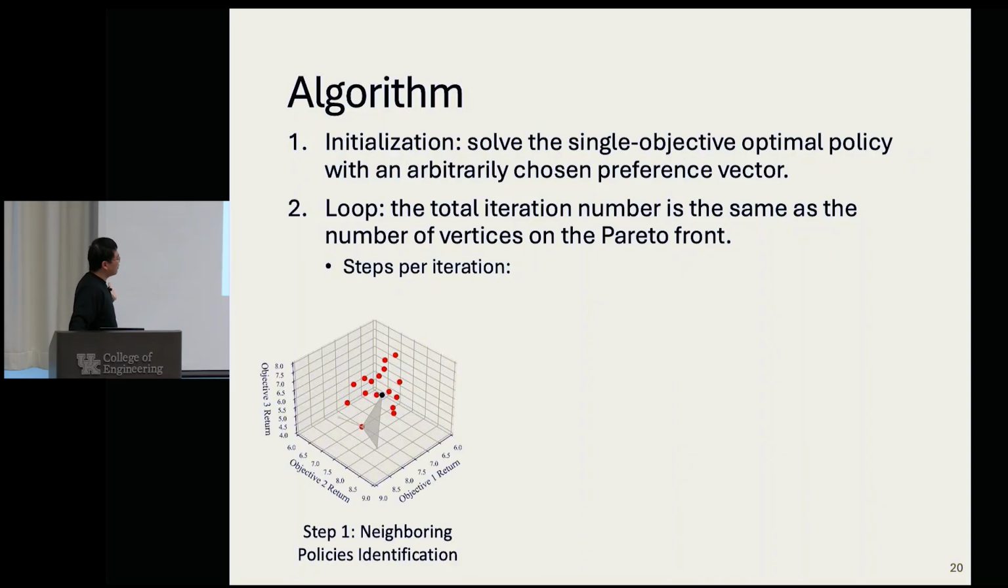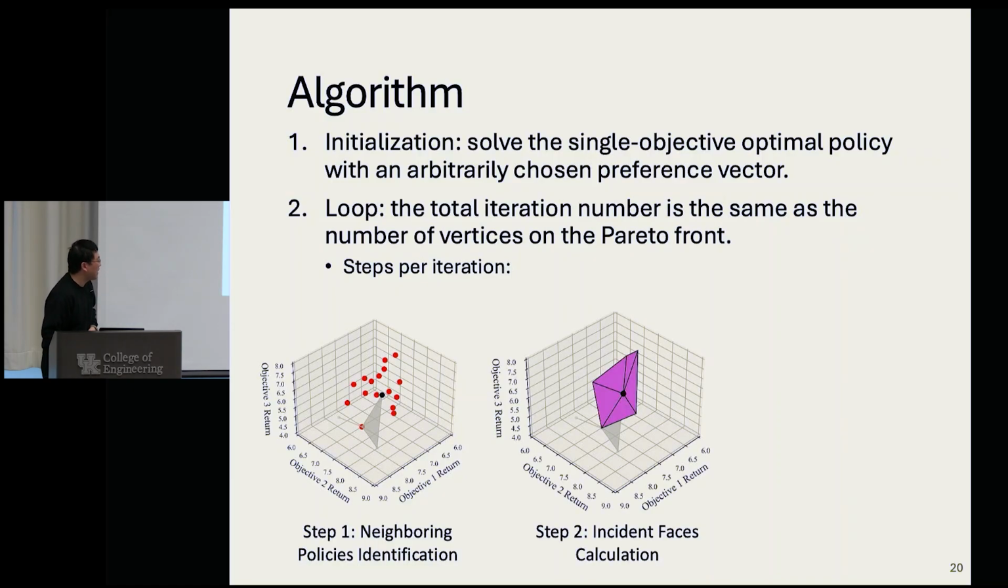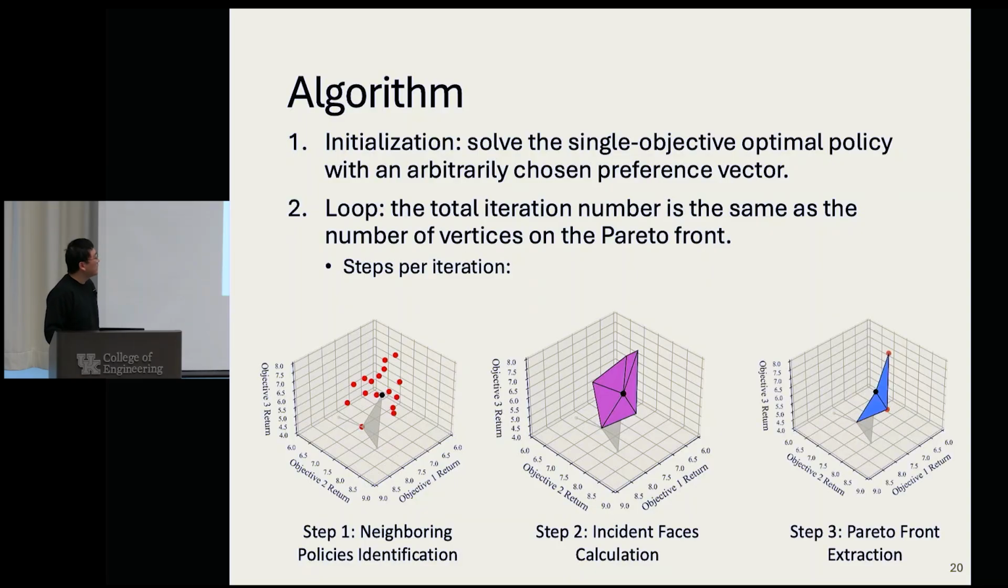In each iteration, in each loop, first we find those neighbor policies. The neighboring policies means the policy that is only one state action pair different from my current point. And I identify several neighboring policies. Those are deterministic policies. And then I will calculate the incident phases of those neighboring policies on neighboring points. And then I will extract the Pareto front phases from these incident phases constructed in step 2.